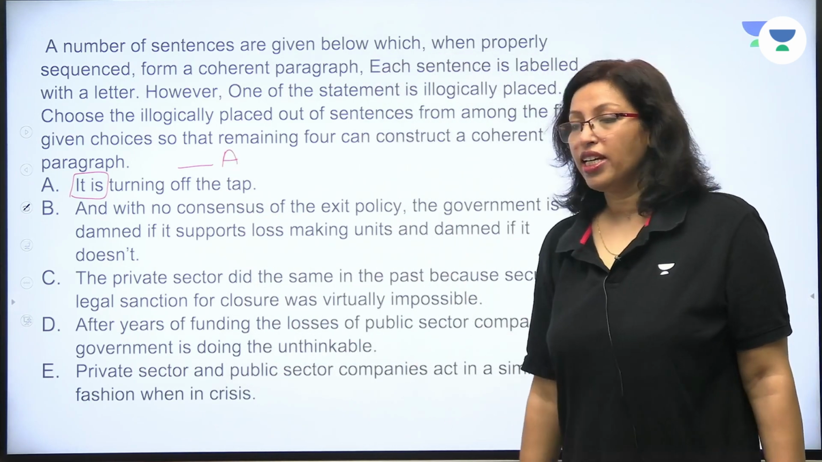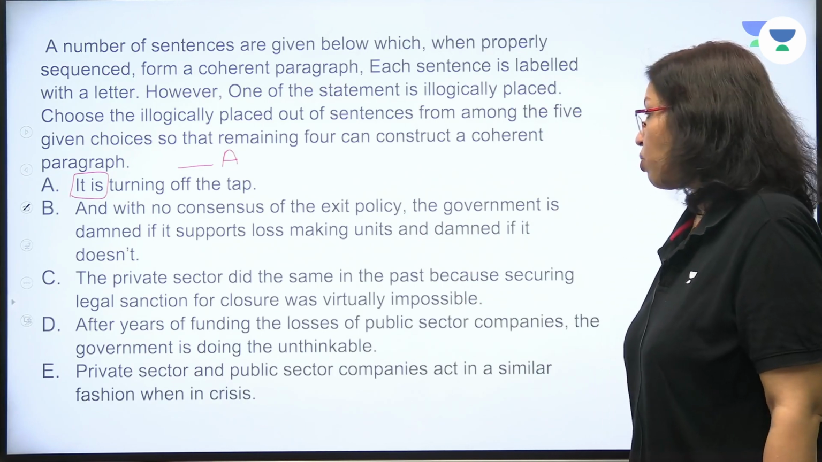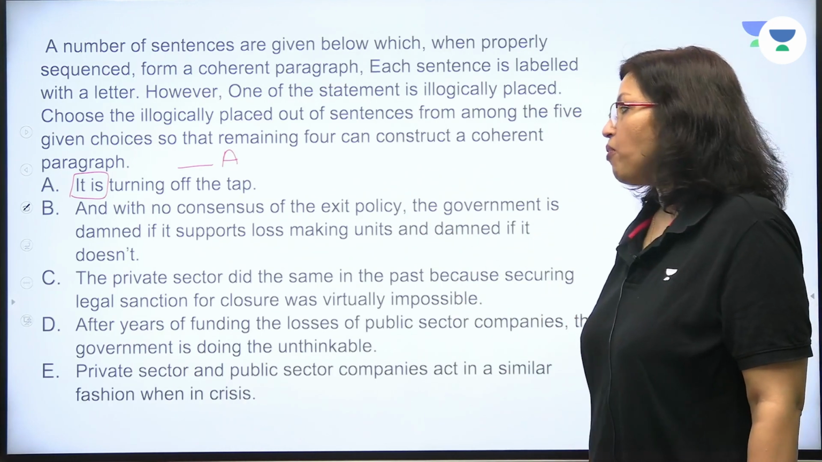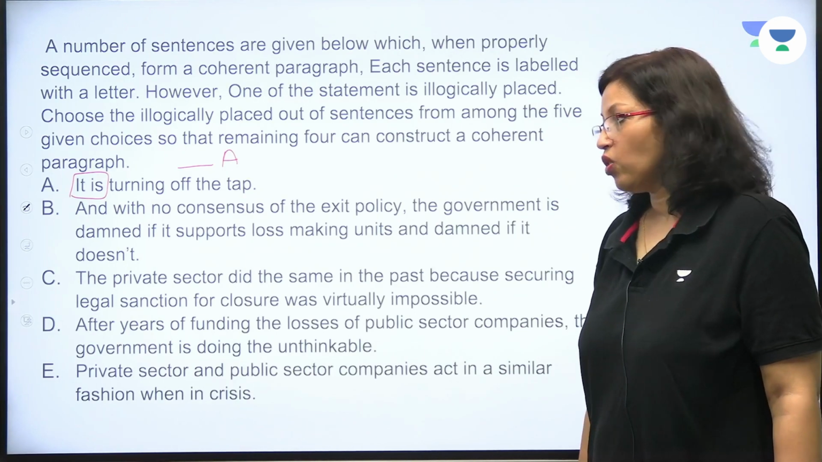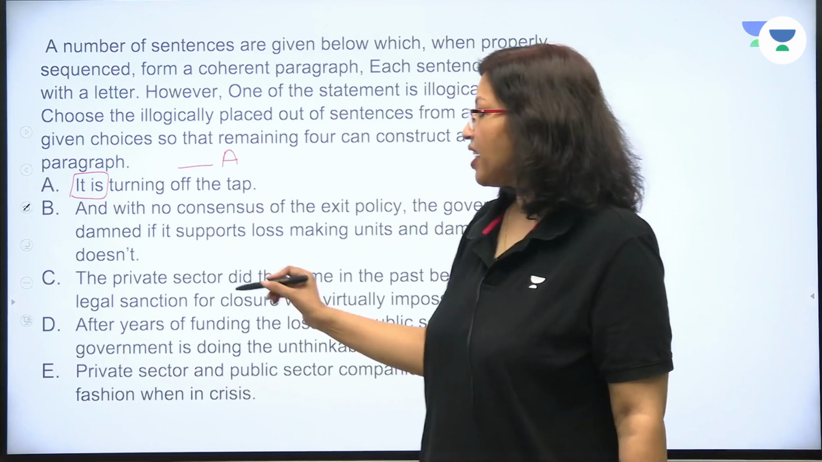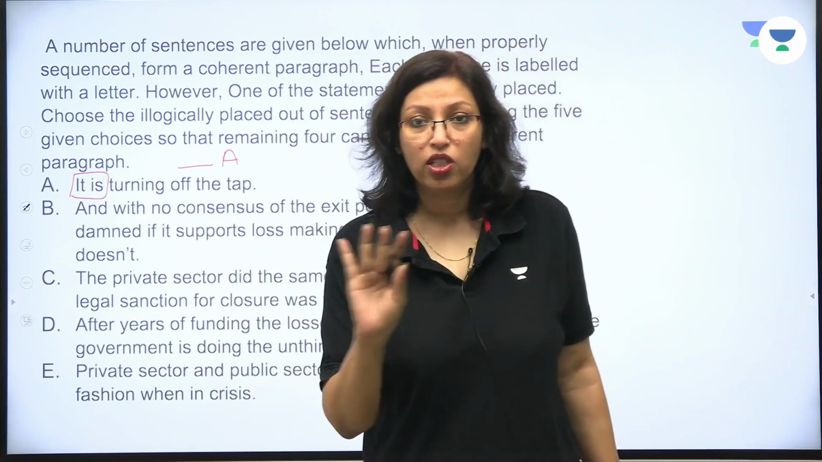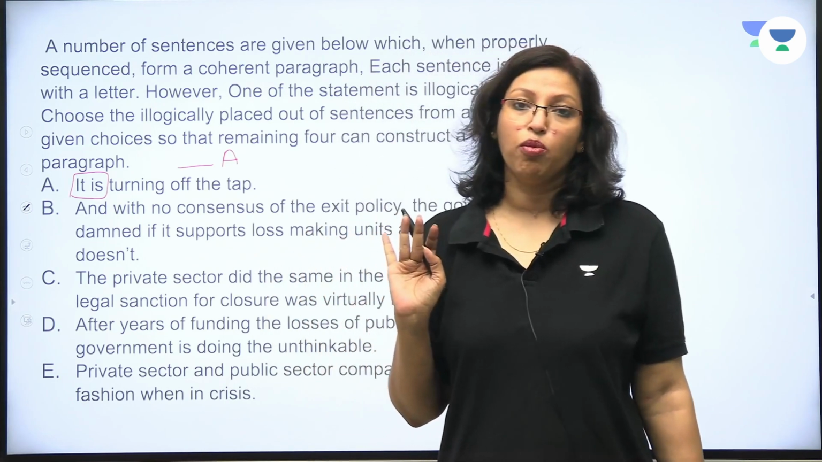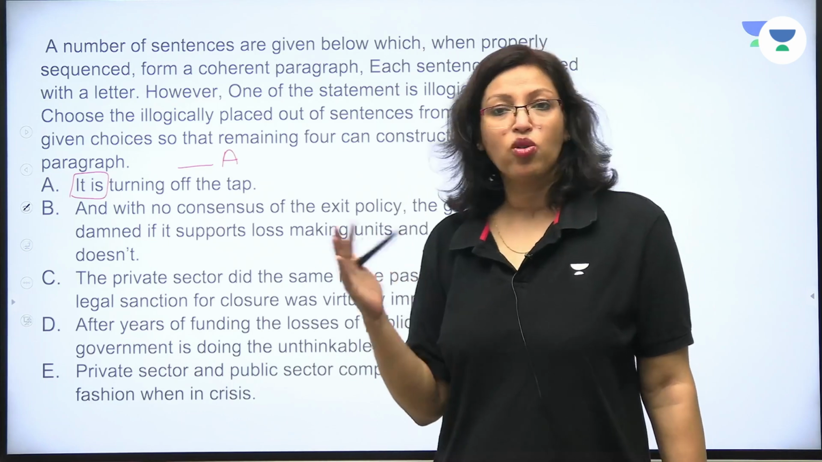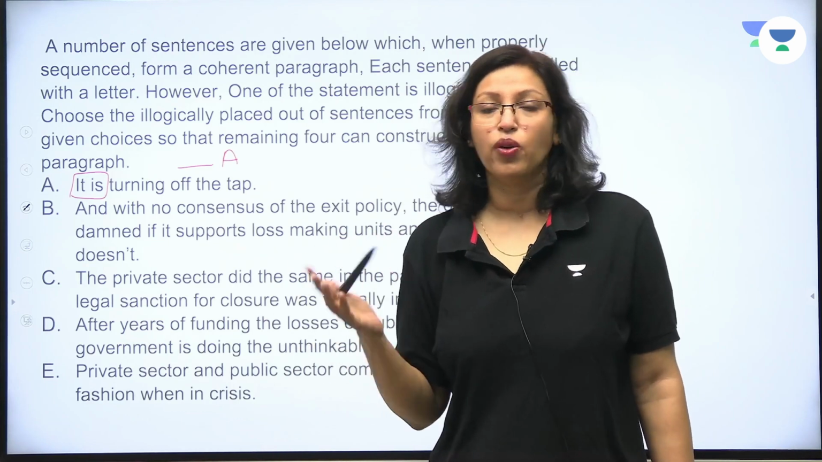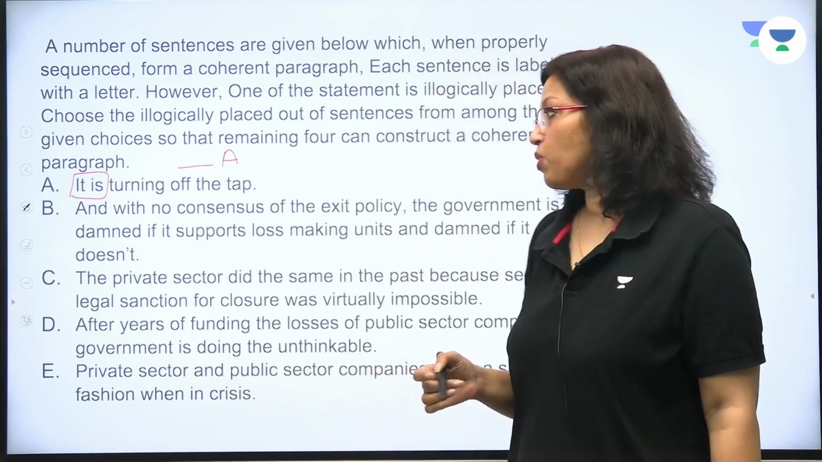Now when I come to sentence B, let us read sentence B. And with no consensus of the exit policy, the government is damned if it supports loss making units and damned if it doesn't. Okay. So my second sentence says, and with no consensus of the exit policy. So there is no consensus on the exit policy. How are we exiting? What are we doing about it? So the government is going to be in a bad situation either way, whether they help the loss making units, whether they don't help the loss making units.